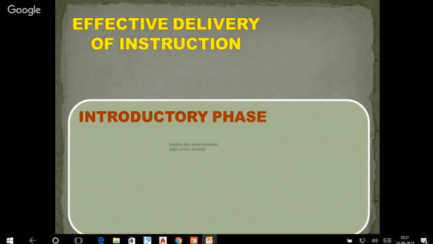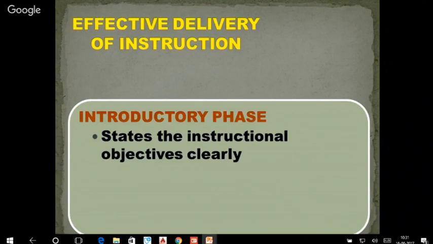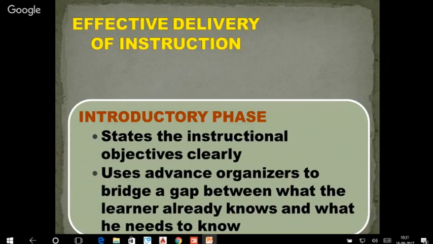So there are 3 phases. The introductory phase, stating the instruction objectives and using the advanced organizers to bridge a gap between what the learner already knows and what he needs to know. The idea is to create interest. The idea is to arouse the curiosity about learning the new thing.